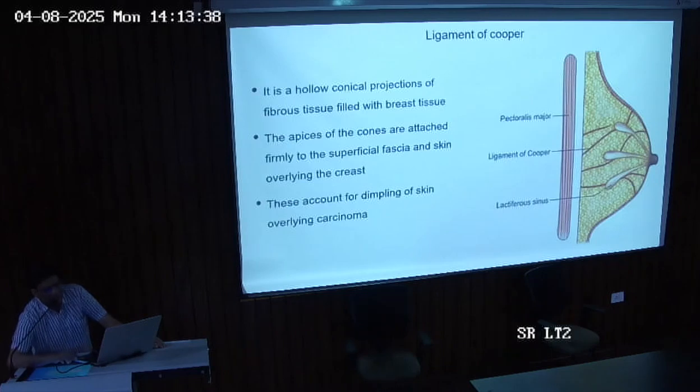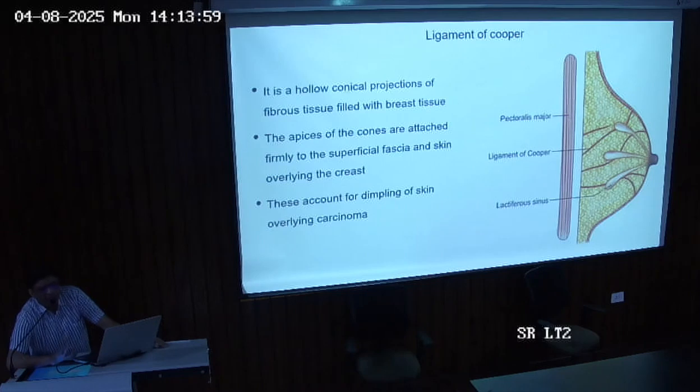Now, here we see what is the importance of the ligament of Cooper. It is a hollow conical projection of fibrous tissue filled with breast tissue. The apices of the cones are attached firmly to the superficial fascia and thereby to the overlying skin. These account for dimpling of the skin over a carcinoma.